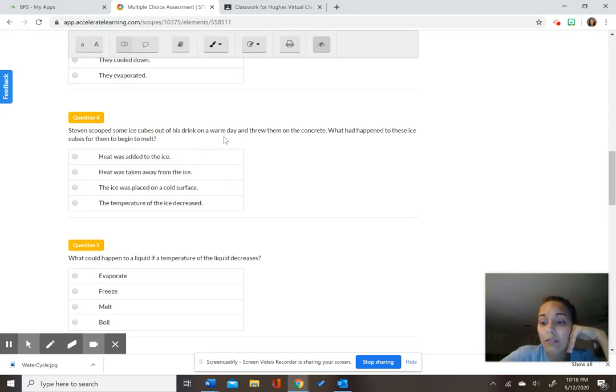It's a warm day outside. So why would that happen? Was heat taken away? Was heat added? Was the ice placed somewhere cold? Or was the temperature of the ice decreased, meaning it got colder? Remember, hot goes up, cold goes down. So which one of these makes the most sense?